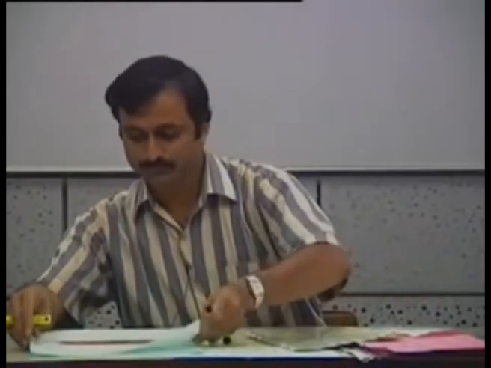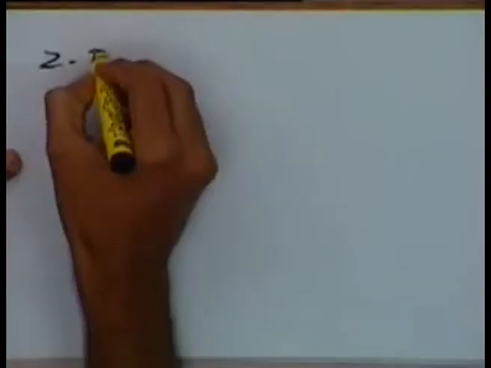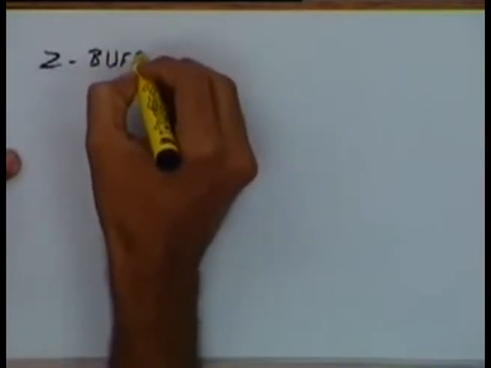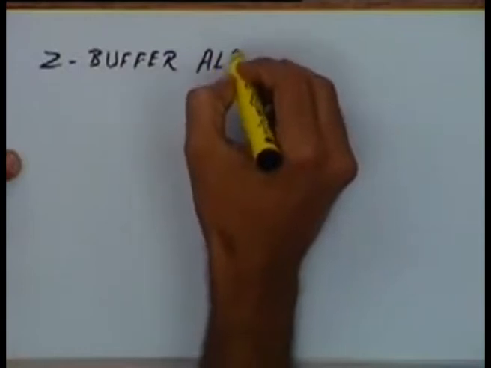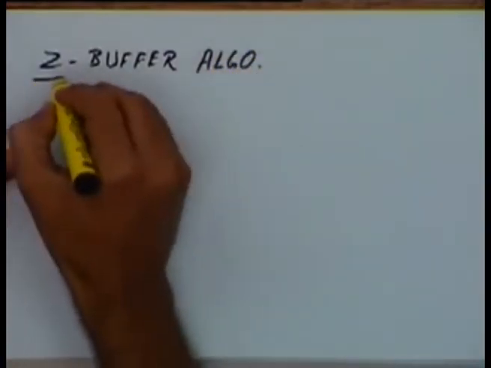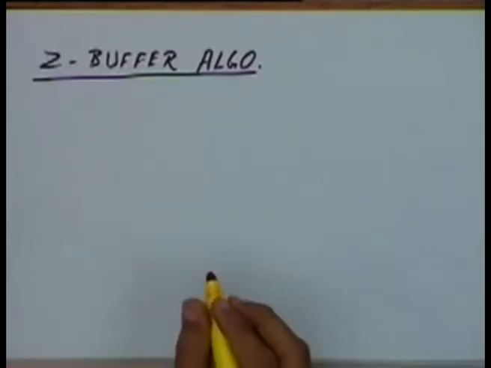Now let's look at some algorithms. The first algorithm that we will consider is what is referred to as the Z-buffer algorithm. This Z-buffer algorithm uses an extension of a frame buffer.